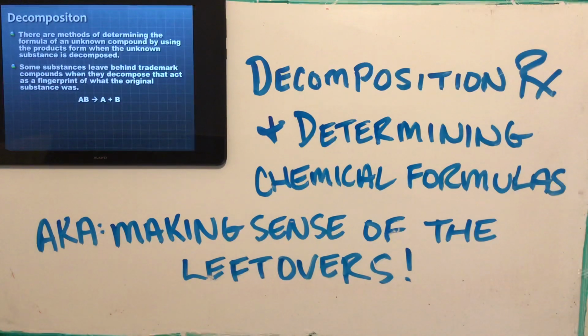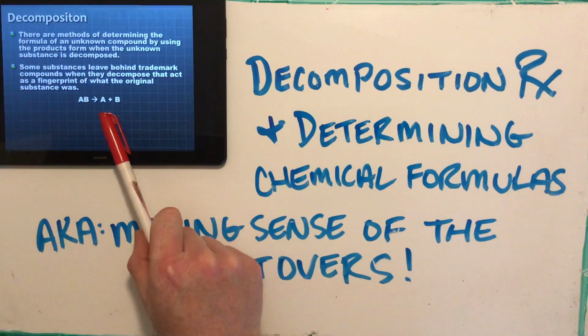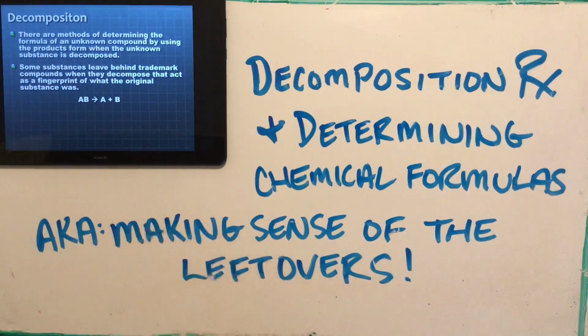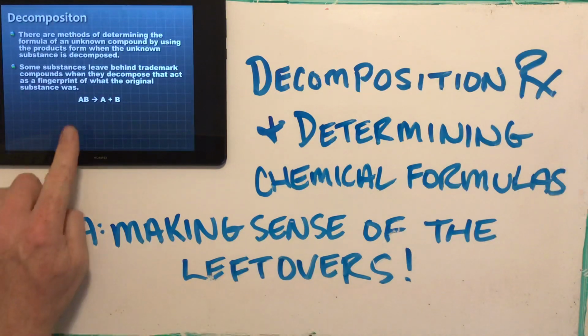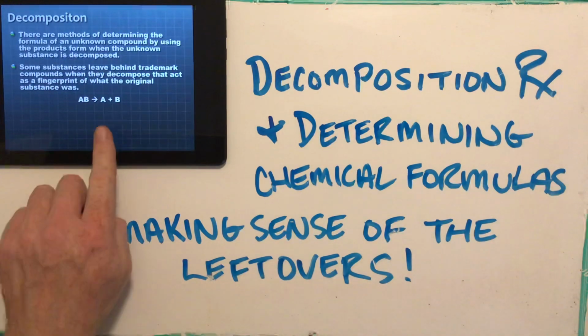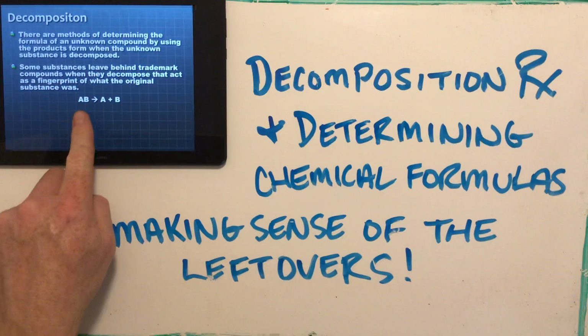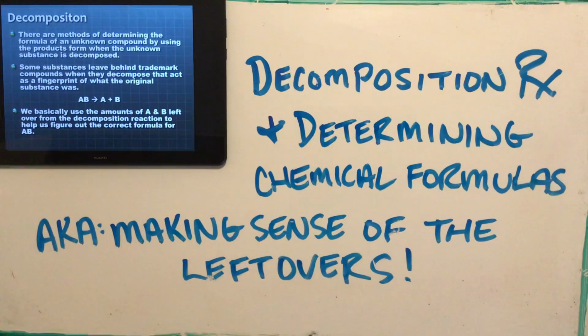So for example, a decomposition is AB breaking down into A and B. We might not know what the exact formula of AB is, but if I know the amount of A and the amount of B that were formed by the breakdown, I can go backwards and figure out the formula of compound AB. Is it AB? Is it A2B? Is it A2B3? Is it A4B3? Who knows? The amounts of these products that are formed in the decomposition reaction will tell us what the original formula is here. So we'll be using the amounts of A and B that are left over from the reaction once it's all been decomposed to figure out the correct formula for the initial reactant, AB.